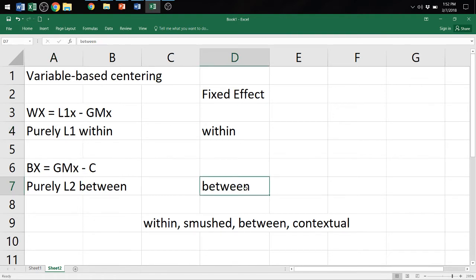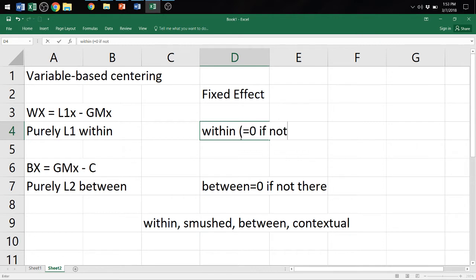What happens if you forget this one? What are you assuming about the between effect? Is it the same or is it 0? In this one it would be 0. So between equals 0 if not there. Likewise, if you forget this one, what are you assuming about it? It's 0. Within equals 0 if not there.